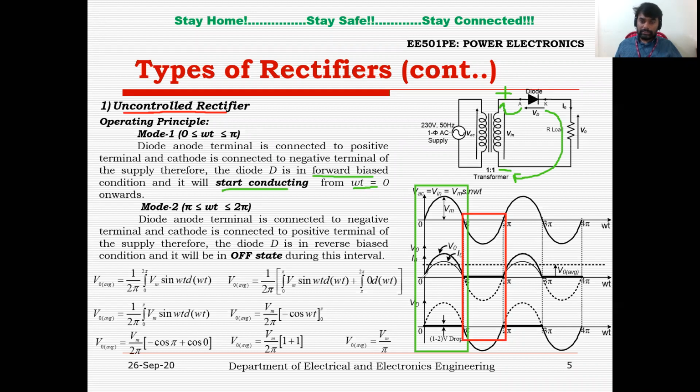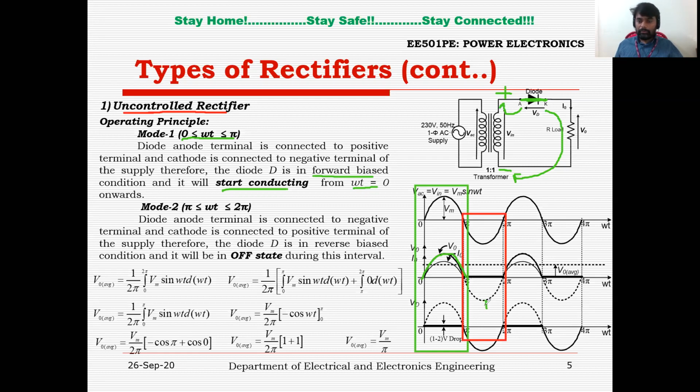So from omega t equals 0 onwards, if you want to see the output voltage waveform, since it is in conduction state during this complete positive half cycle from omega t equals 0 to pi, you can see the complete output voltage is the same as the input voltage. The output voltage follows the input voltage from omega t equals 0 to omega t equals pi.